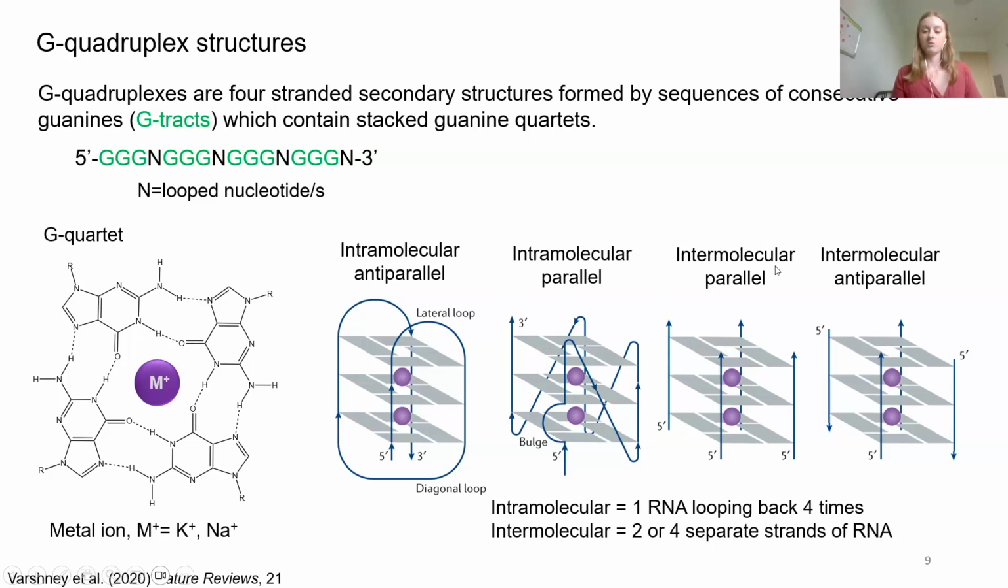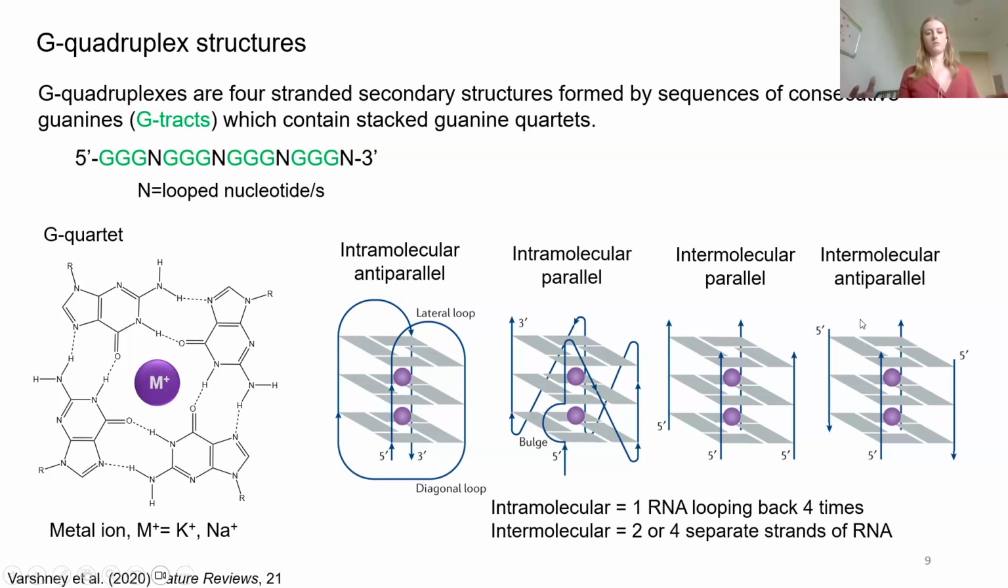You can also have an intermolecular one where each strand of those 4-stranded structures, or maybe a couple of different strands, come from different RNAs that are still brought together. Within this, you can then have 2 different structural classes, either parallel or anti-parallel. So parallel meaning all of the strands are going in the same orientation from start to finish, 5' to 3', or anti-parallel, sorry, meaning they go opposite directions.